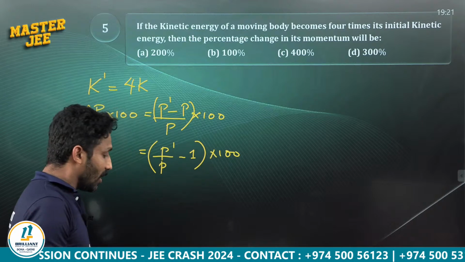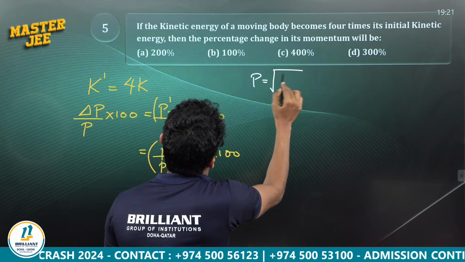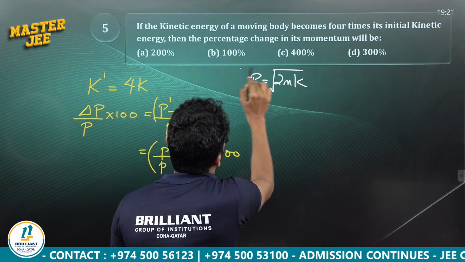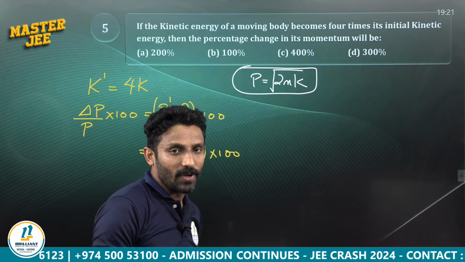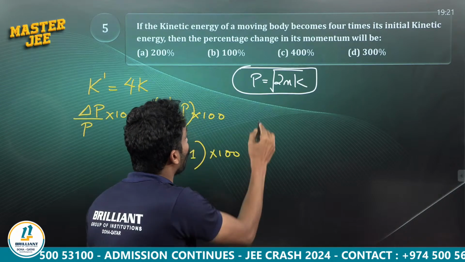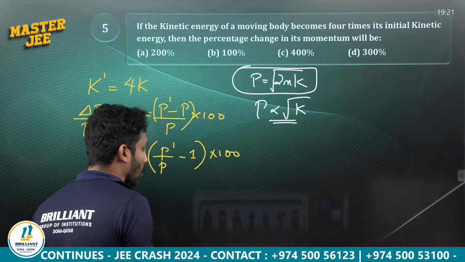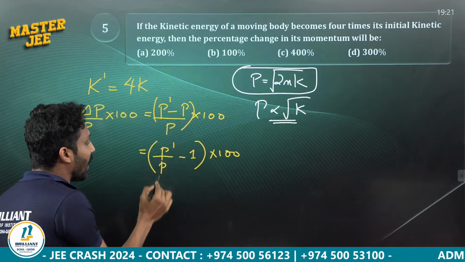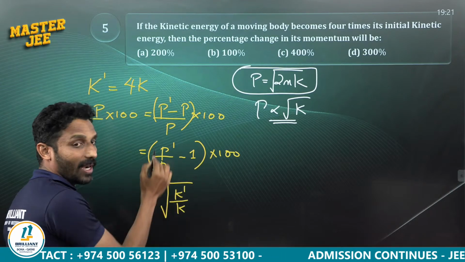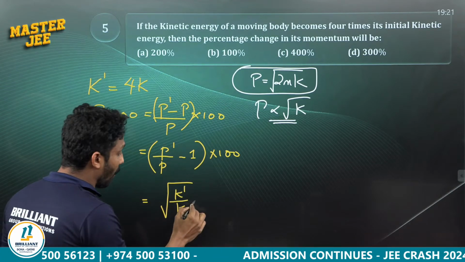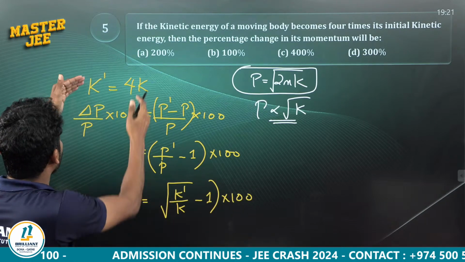Now we know that momentum is equal to root of 2mk. Momentum and kinetic energy are related by this equation. Momentum is directly proportional to root k, which means P dash by P is equal to root of k dash by k. So P dash by P minus 1 is root of k dash by k minus 1, into 100. Understood? K dash by k is equal to 4.